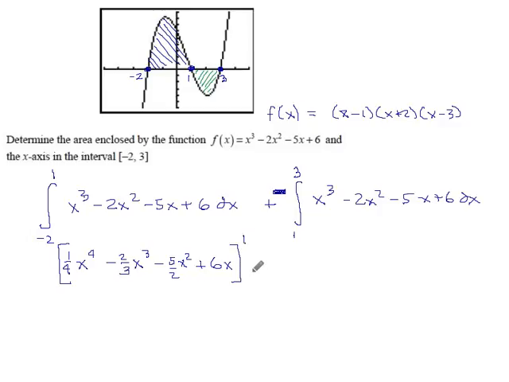We must evaluate it at 1 and at minus 2. And then we're going to get plus negative. And now we get the exact same thing again from 1 to 3. This is going to be a great big fraction hairball, isn't it?